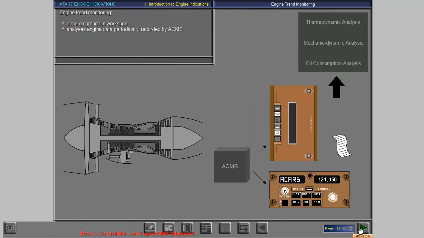The engine trend monitoring is done in the workshop by analyzing engine data that is periodically recorded during flight by the Aircraft Condition Monitoring System. The ACMS provides this data on a printout from the cockpit printer, and it can also usually transmit the data via the ACARS data link to the ground.